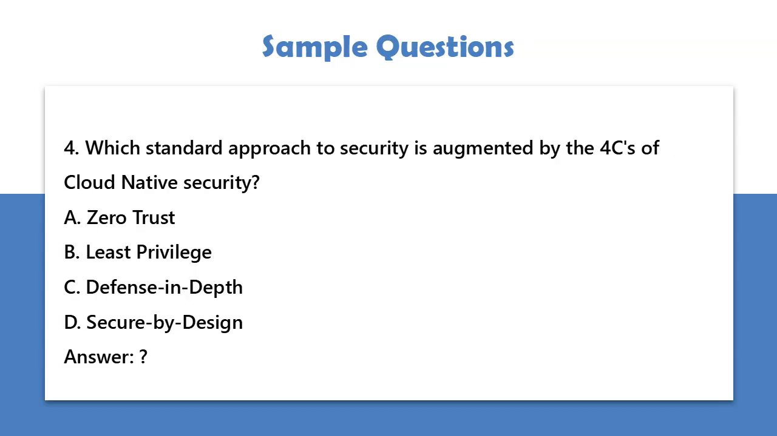4. Which standard approach to security is augmented by the 4 C's of Cloud Native Security? A. Zero Trust. B. Least Privilege. C. Defense in Depth. D. Secure by Design.